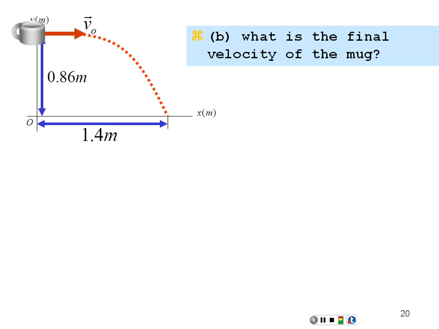What's the final velocity of the mug? Well, we left the counter, and we're going to hit with the same x velocity, but we're going to have a different y velocity. We're going to start from 0, and we're going to accelerate under gravity until we hit the ground. So our y velocity is going to be based on that. So we're going to have two components of velocity, x and y, and the vector sum of these two will be our final velocity.